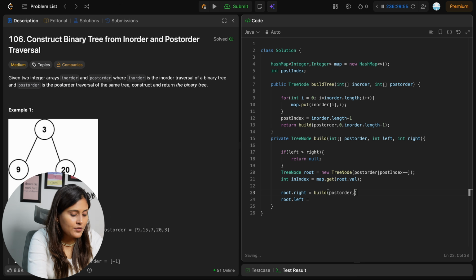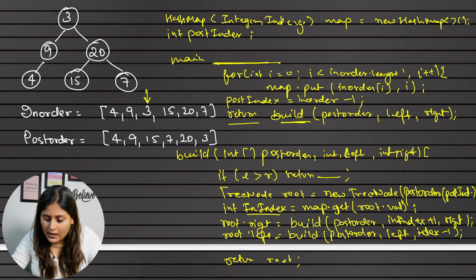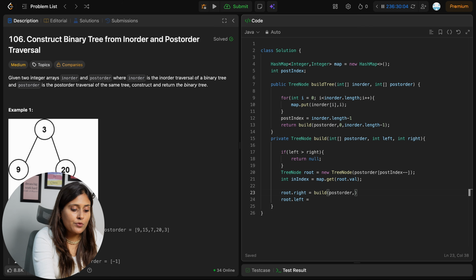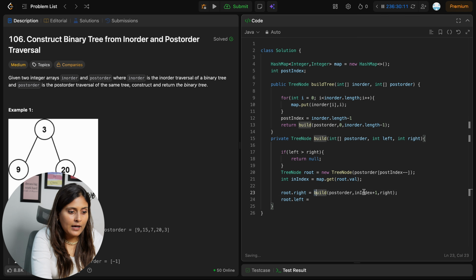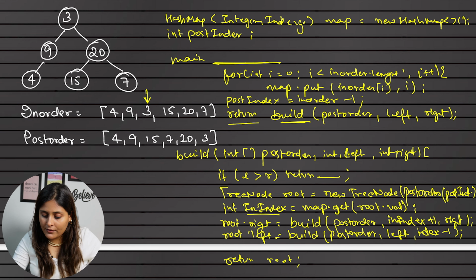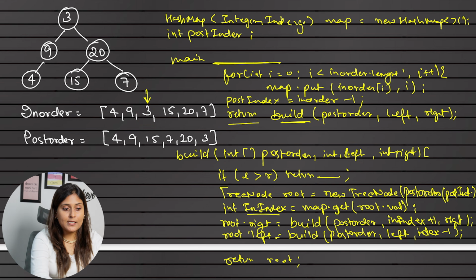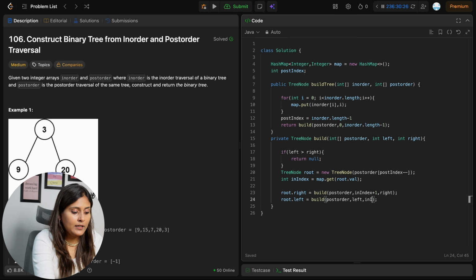But because we are calling for the right side, correct? So in the inorder traversal, here if you see, we got the index, correct? So for the right side, we have to send in index plus 1 till right, correct? Now we have to call for the left side, but here it will be left. Why will it be left? Because here if you see, for the left side, it will be from left to in index minus 1, right? So in index minus 1, that's it.